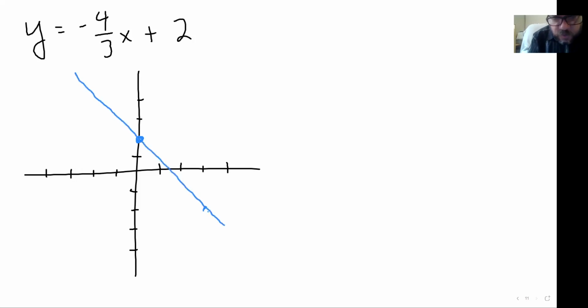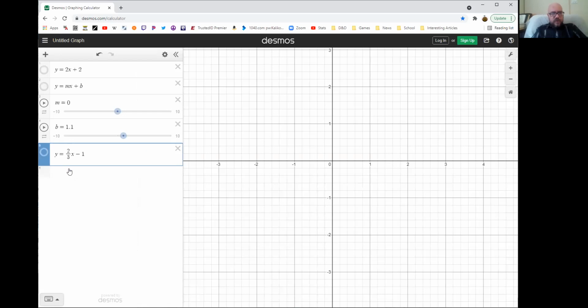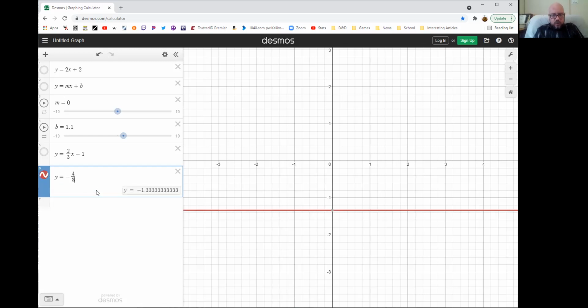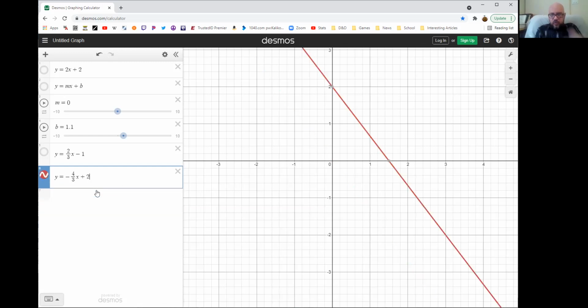And as expected with a negative sloping line, it goes down as we go to the right. So there's my line. Let's go see what that looks like in Desmos, which is to say in a more precisely graphed arena. I'm going to turn that off and say y equals negative 4/3 x plus 2. So exactly what we had, right?